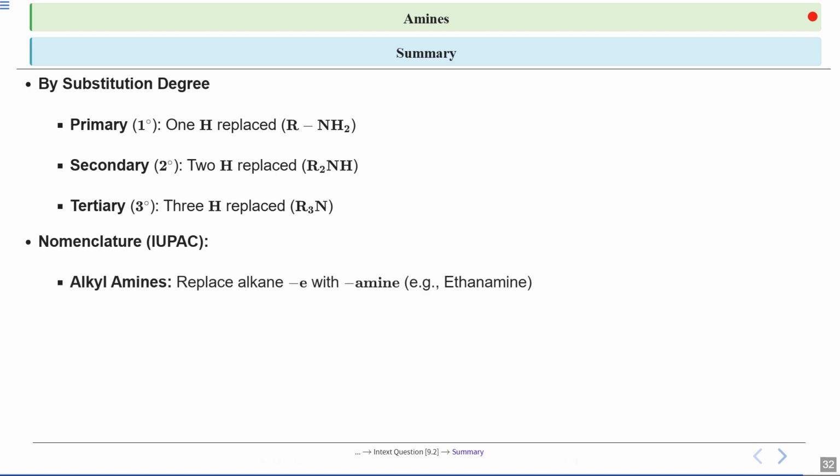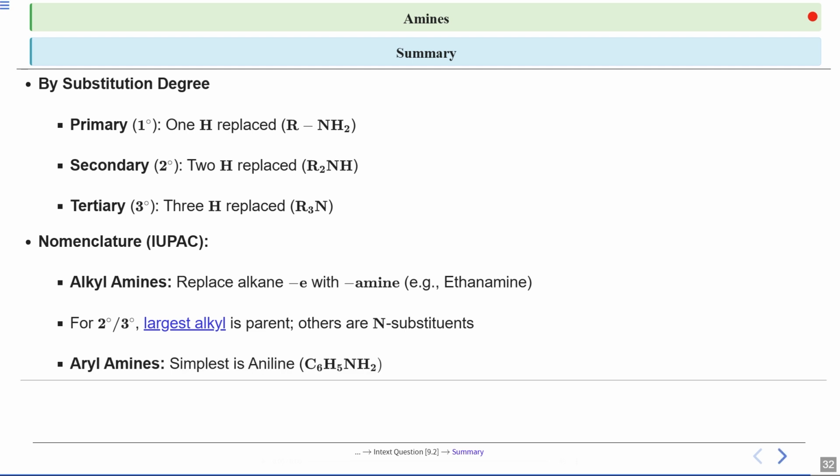Then we discussed IUPAC nomenclature. In alkyl amines, replace the E of alkane with amine, for example, ethanamine. And for 2-degree and 3-degree amines, the largest alkyl is the parent chain, and the others which are directly attached to nitrogen are designated as N substituents. And for aryl amines, the simplest is aniline, which is C6H5NH2. So aniline is a benzene ring attached to an NH2 group.